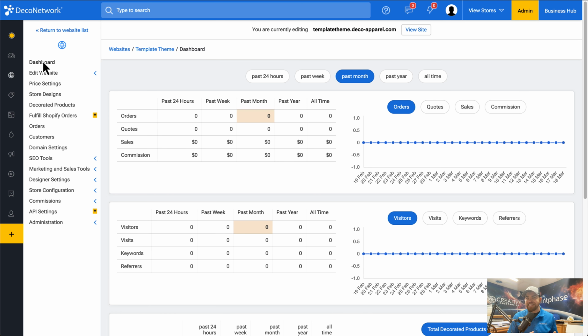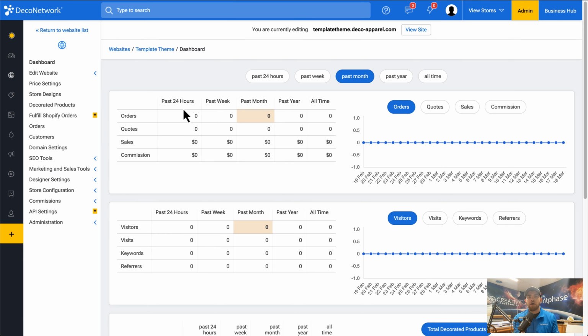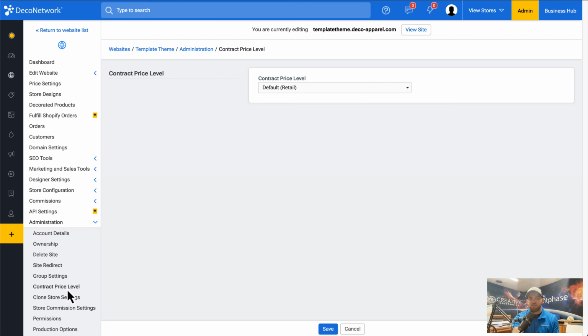So if we want to have a different blank product price or a different decoration price or both for a particular website, we can create a contract price level in products. We can update the blank product markup percentage within products. We can create a different decoration price table and decoration processes, map them to that contract price level, and then assign it to the particular store by going into the administration, contract price level, and selecting the price level that we want to use for this particular website.